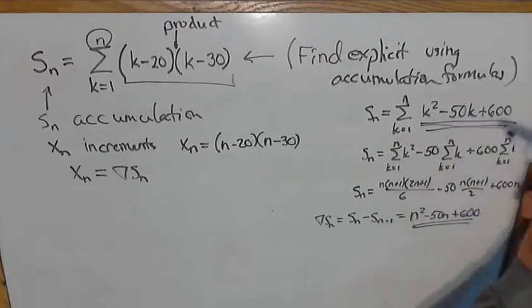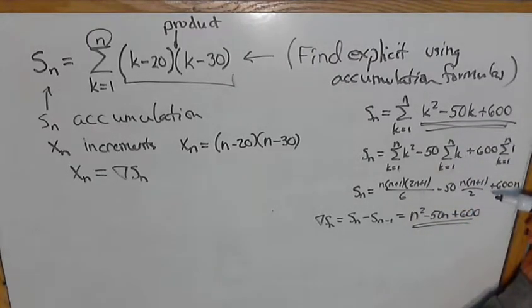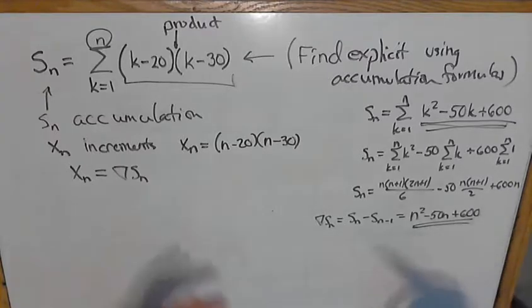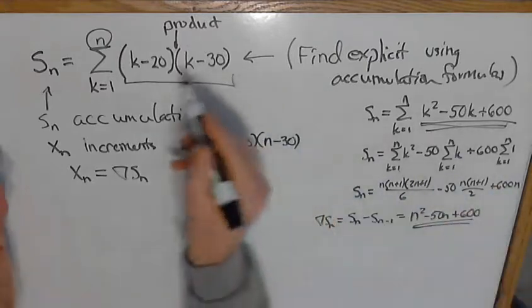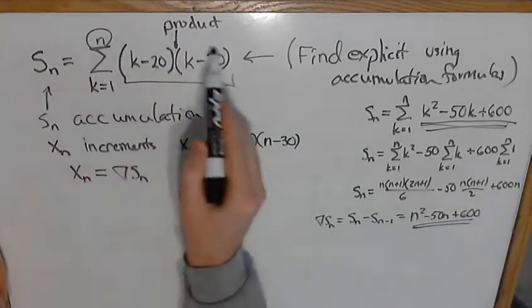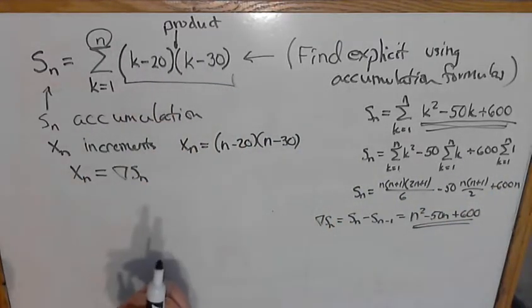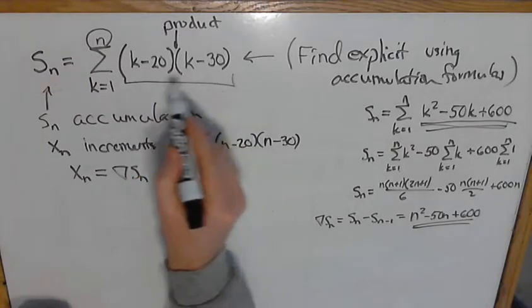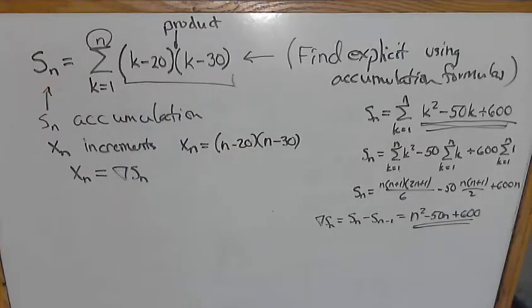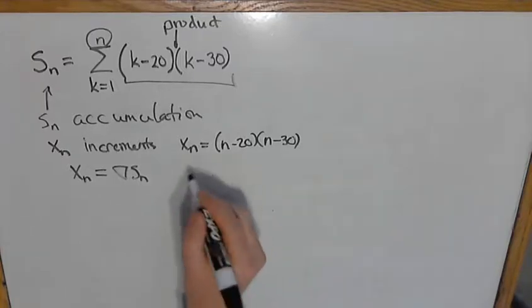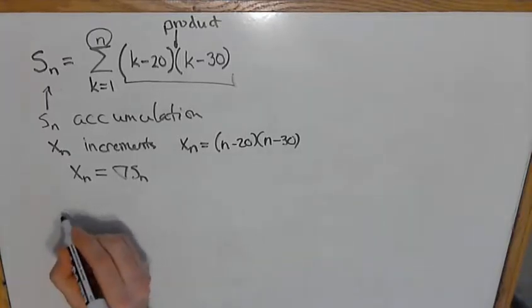So using accumulation formulas and finding backward differences, those are inverses of one another. And so when I have a summation representation of a sequence, I don't need to do the backward difference. I have the backward difference. All right, now that I have my increment, I could do sign analysis on the increments.